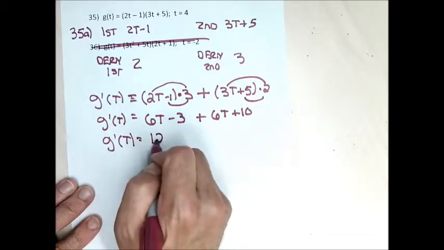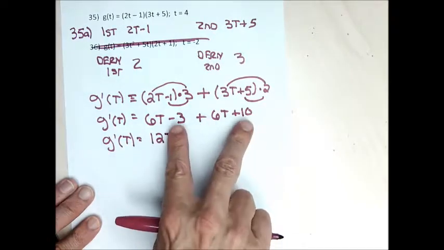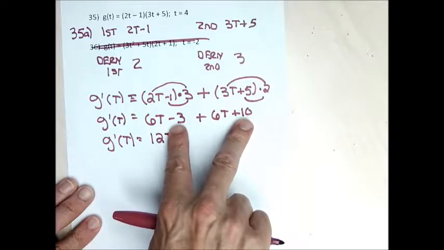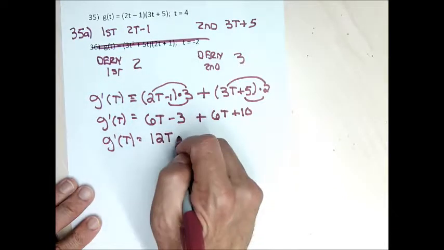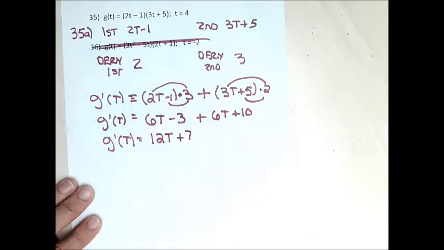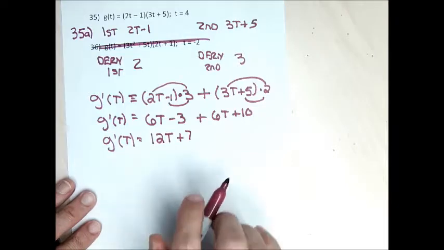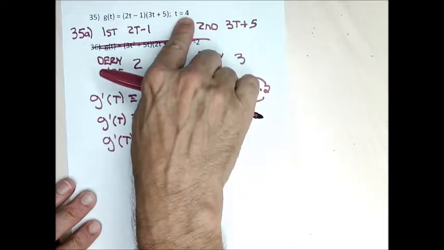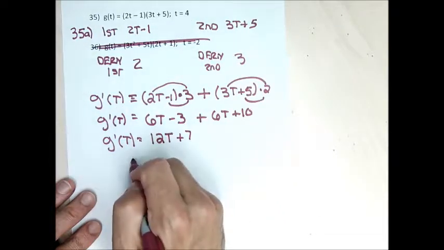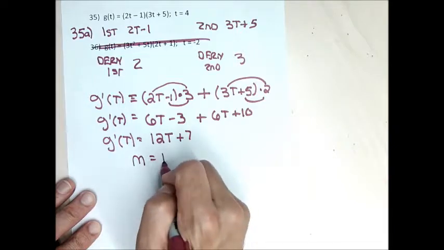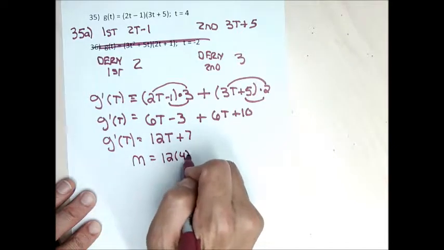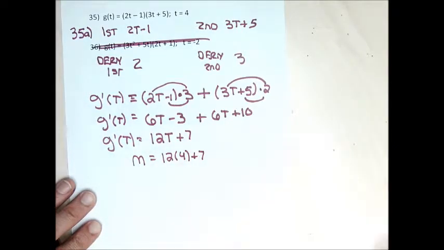I'm doing this a lot faster, assuming you're getting kind of good at these. And the minus 3 and 10 have opposite signs. You subtract and take the sign of the larger and get plus 7. All that work is just to help me be able to find the slope in 35a. So in 35a, I'm going to take the value that's given for t and get the slope. So the m is going to be 12 times 4 plus 7, which I think is 55.